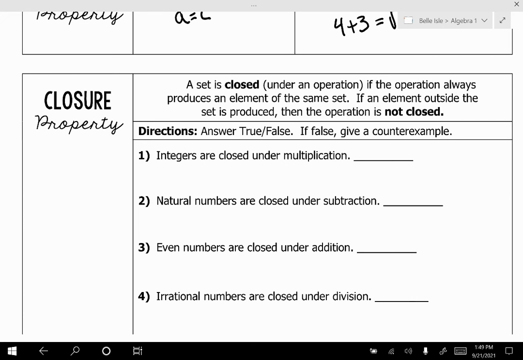What closure property says is depending on the operation. What are our 4 operations? Addition, subtraction, multiplication, division. Good. Depending on the operation, the answer that you get is still in that same category of number. So, if I have an integer, let's say I have the number 2, and I multiply it by, give me an integer. 4. What's the answer? 8. Is 8 an integer? Yes, this is true.